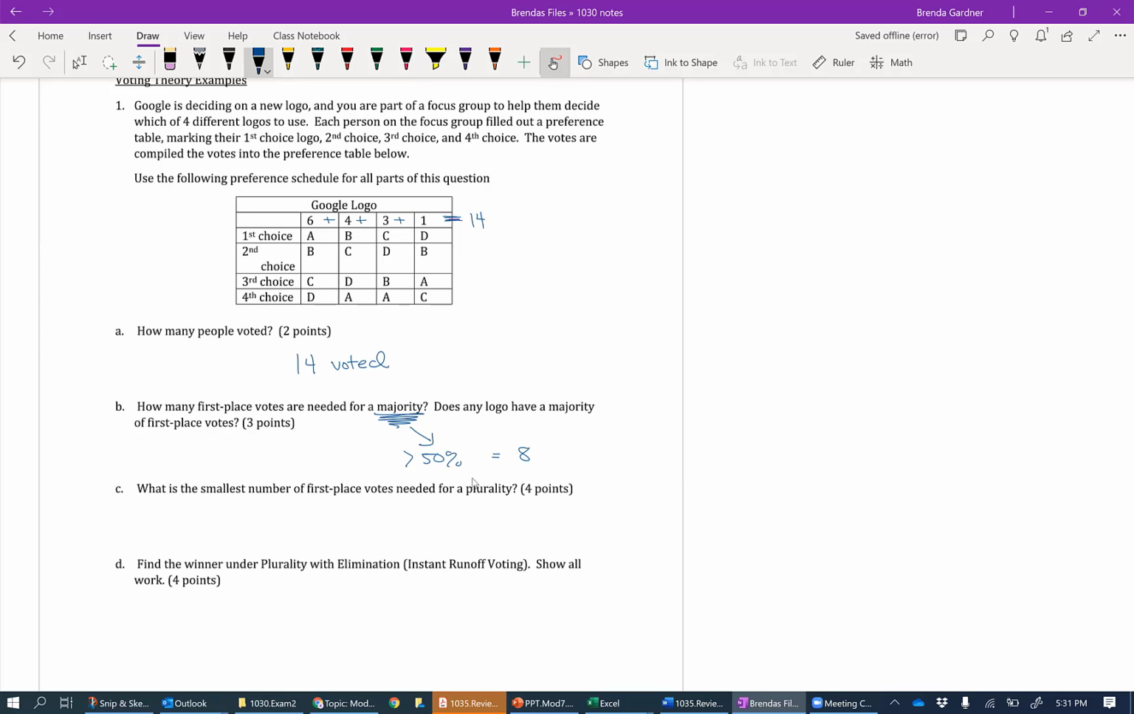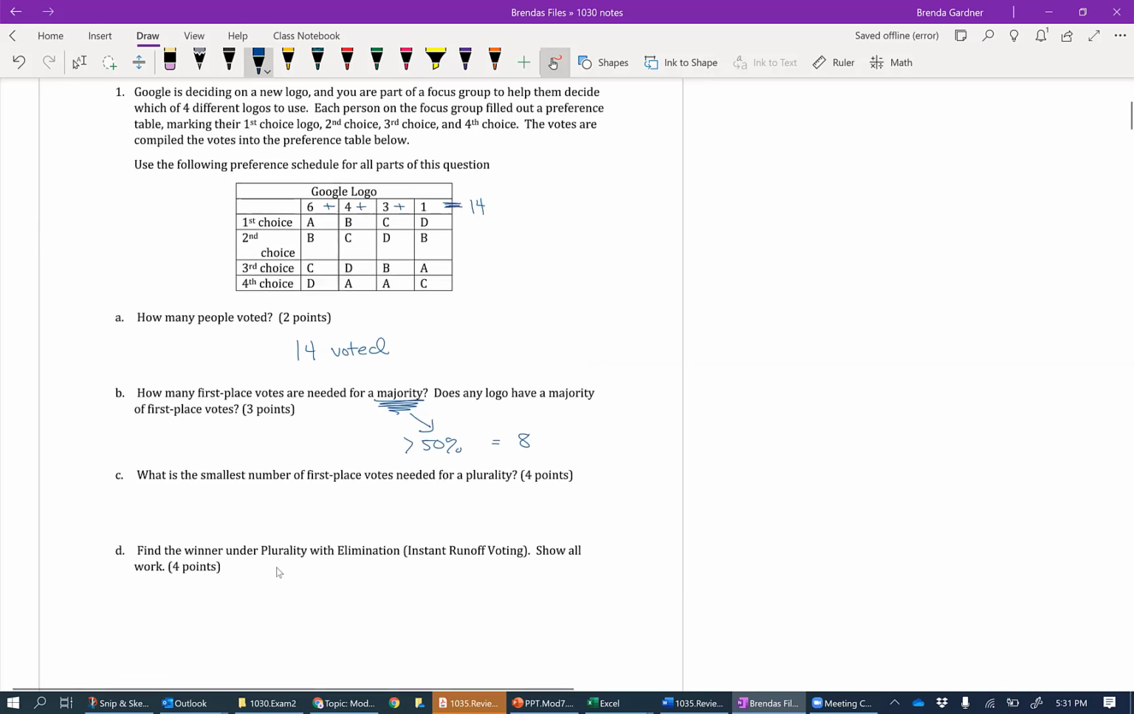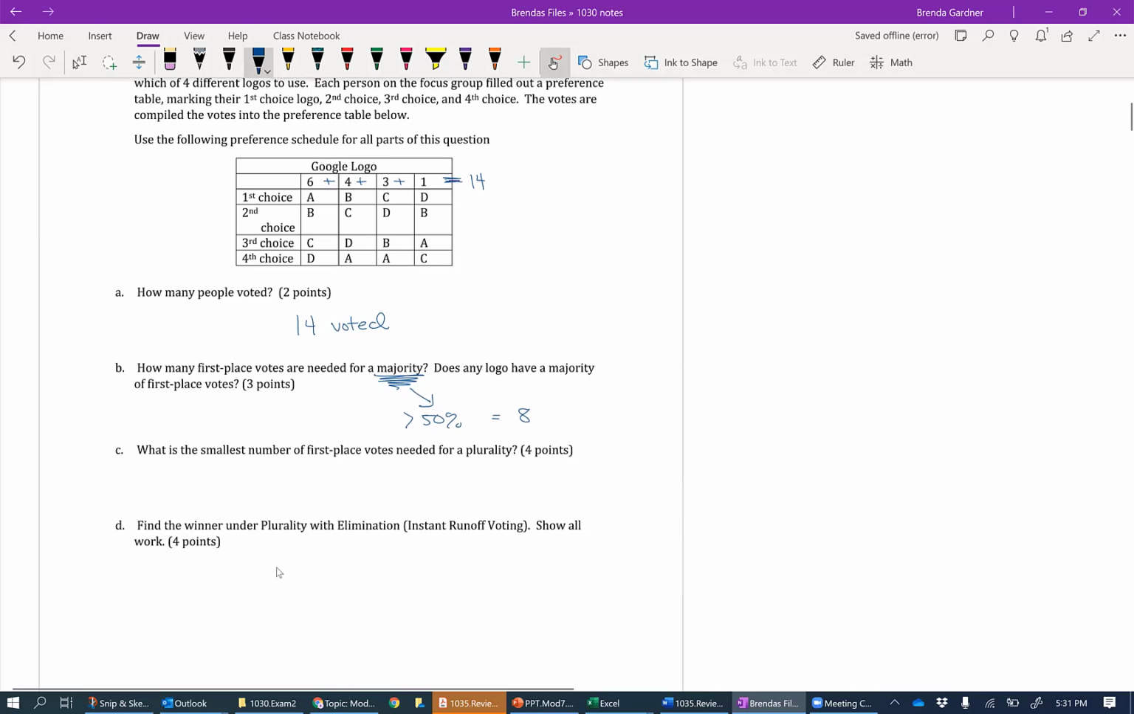So that's part of plurality with elimination. You just keep going until someone has more than 50% of votes.